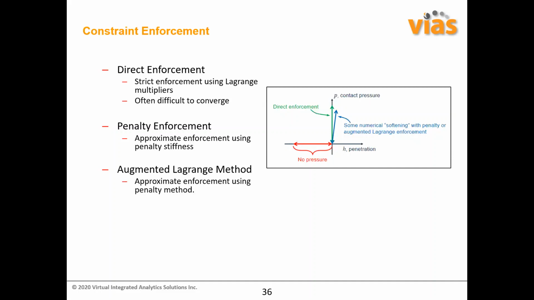Augmented Lagrange method: approximate enforcement is done using the penalty method. You can think of it as something in between the direct enforcement and the penalty enforcement. It does allow you some features of the direct enforcement, but it allows a little bit of penetration between the surfaces. So basically, the last two methods, penalty enforcement and augmented Lagrange, are approximate methods.